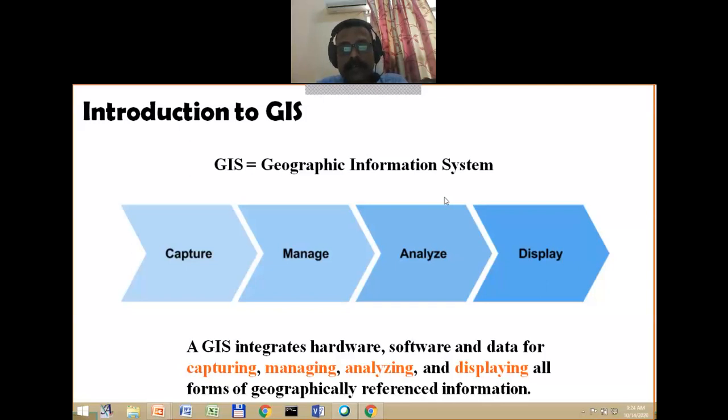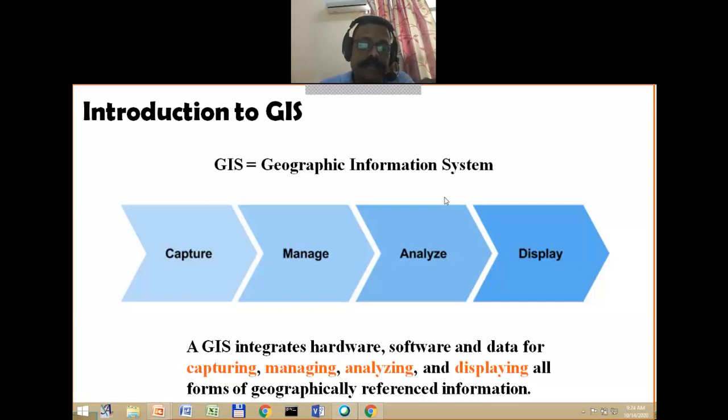Like any other information system, this also has or should have the capability of capturing, at the same time managing, analyzing, and displaying all forms of information which includes the geographically referenced information. So normally the geographical reference means your location in terms of the established coordinate systems. So what are the coordinate systems? In terms of x and y.